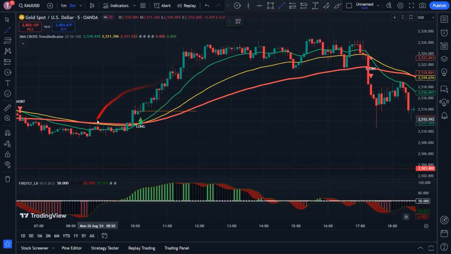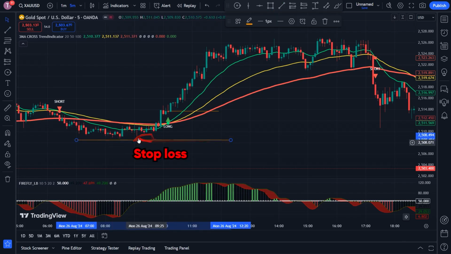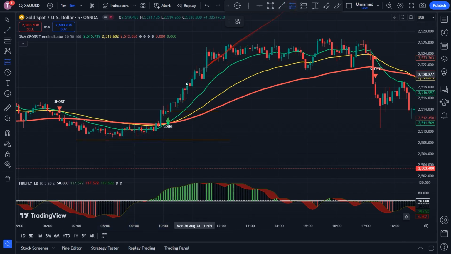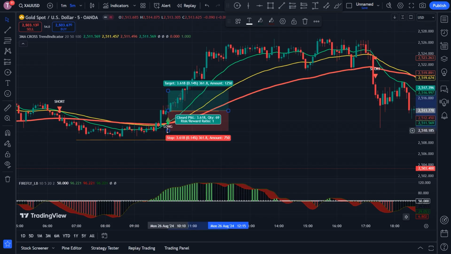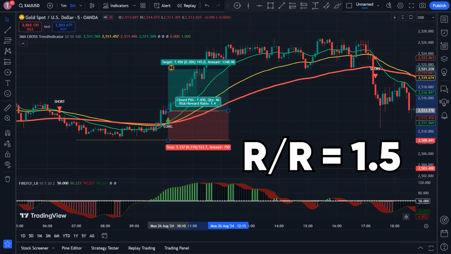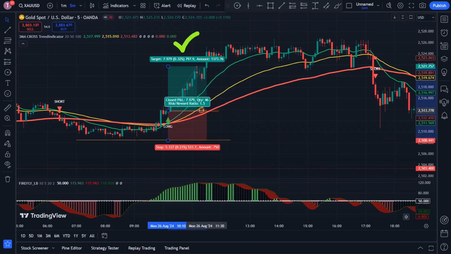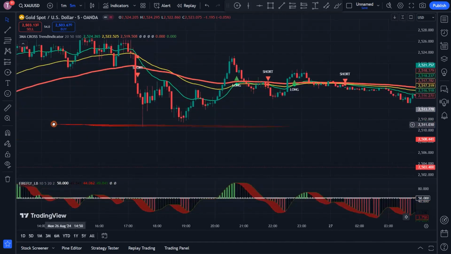Next, we need to set a stop loss for our trade. For this, we can find the last swing low and place our stop loss slightly below it. Now we can enter the buy trade at this point, and for our take profit, we just need to consider a risk to reward ratio of 1 to 1.5. Now we wait for the trade to close profitably so we can move on to our next trades.